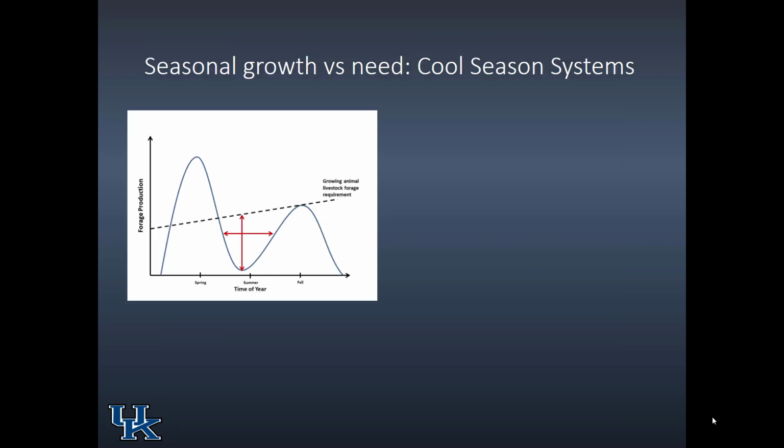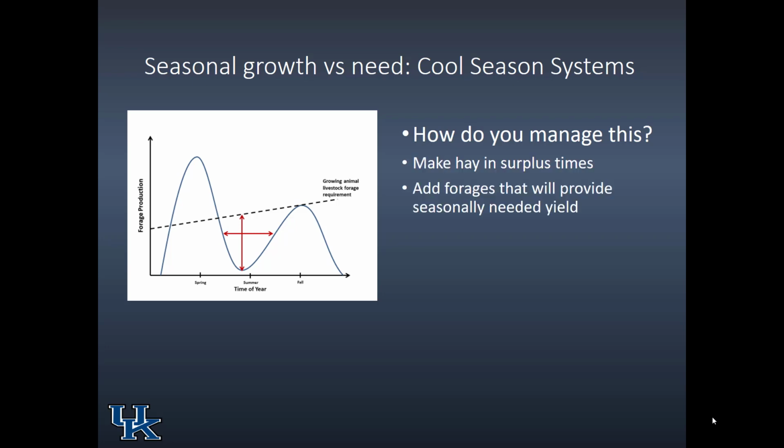So, how are you going to manage this? Obviously, that's why we make hay when we have a surplus. We can add forages over time that will provide seasonally needed yield, particularly in midsummer and sometimes in the fall and winter. And you can alter livestock numbers. Sell some to reduce the total herd size or move them to other fields. In other words, add acres. That's a way of changing your stocking rate.